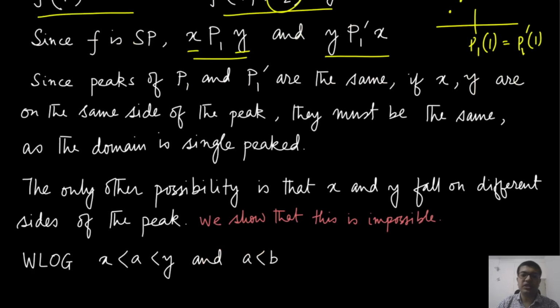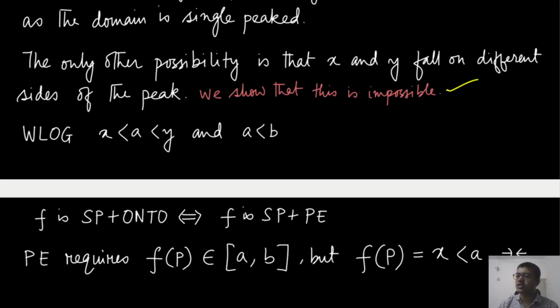The only other possibility is when X and Y are falling on two different sides. Then you can have both X more preferred than Y and Y more preferred than X. Now we are going to show that this particular thing is impossible. So why is that impossible? Let us consider the case where A is agent 1's peak, and X is on the left of it and Y is on the right of it. This is without loss of generality, and let us also assume that A is less than B. All the other cases can be appropriately adjusted according to this.